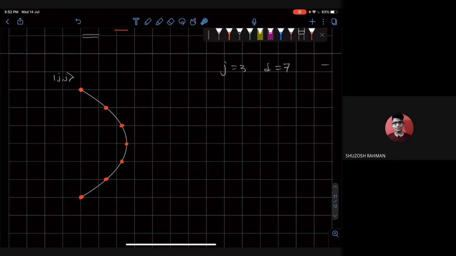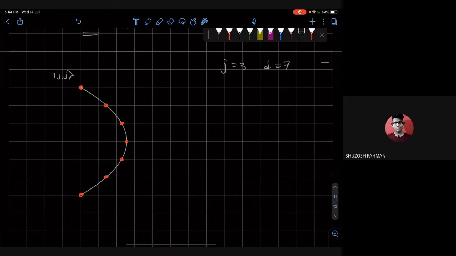And do I have 7 points? States 1, 2, 3, 4, 5, 6, 7. Yeah. So as I apply the lowering operator, this thing is going to go down like this. Okay. You might say, why did I draw it in such a weird way? You will see very soon.